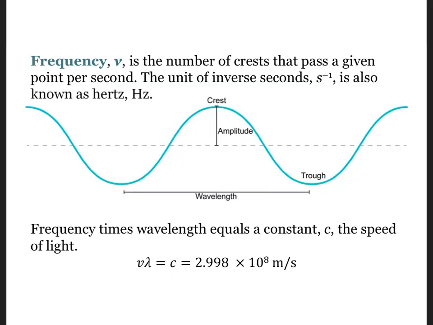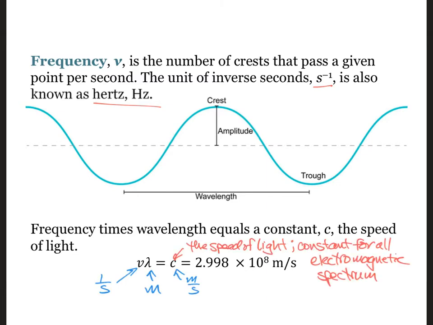Frequency, nu, is the number of crests that pass a given point per second. The unit is seconds to the -1, which can also be called inverse seconds or hertz, abbreviated Hz. When we multiply the frequency in hertz and the wavelength in meters, we get a fundamental quantity, the speed of light, which is about 3 × 10⁸ meters per second.